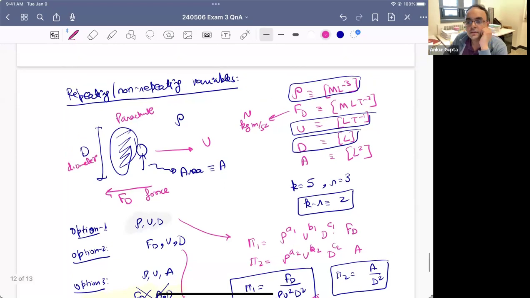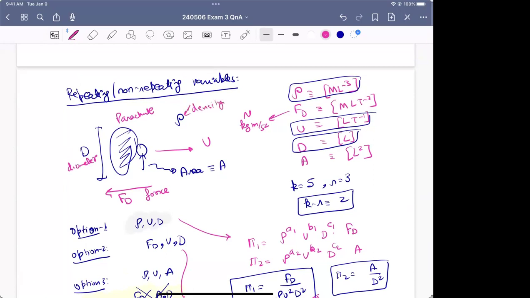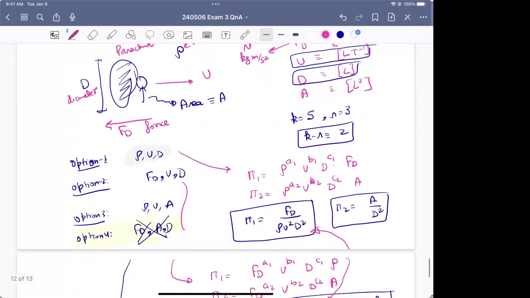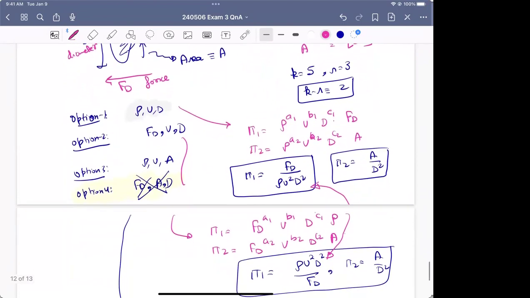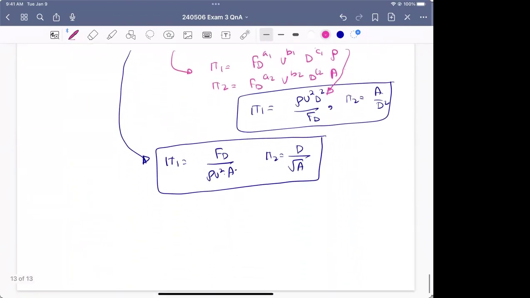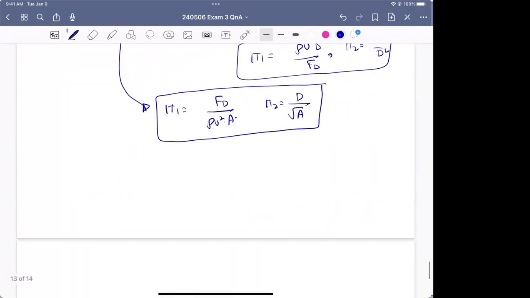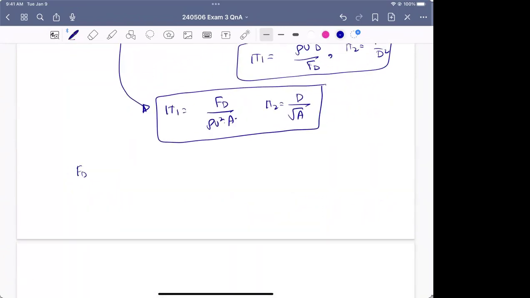Does it answer the question about repeating, non-repeating? Any questions here? I'm happy to discuss more. I was wondering, because I know you're not giving us the dimensions of these, if we need anything more than diameter, density, velocity, viscosity, length, pressure, and the drag force. Is that all we need?